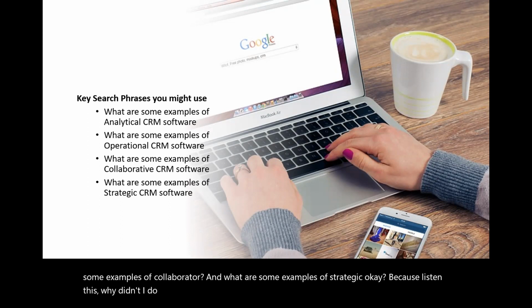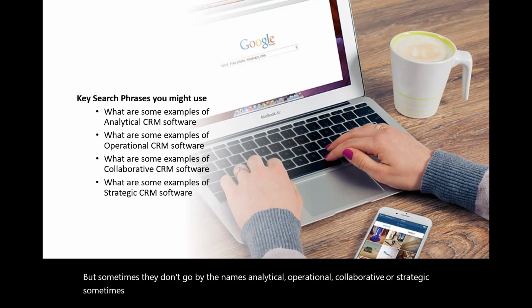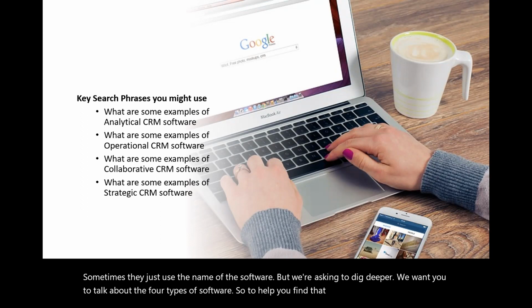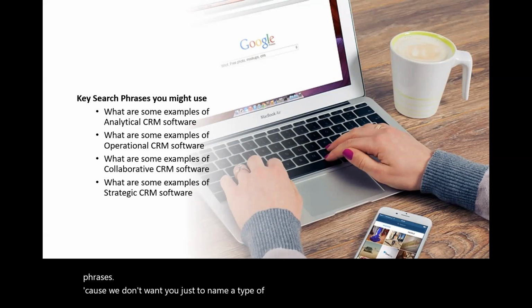We know we have 4 types of software, but sometimes they don't go by the names analytical, operational, collaborative, or strategic. Sometimes they just use the name of the software. But we're asking you to dig deeper. We want you to talk about the 4 types of software. So to help you find that out, try typing in these key phrases. Because we don't want you just to name a type of software. It's got to be tied to one of those 4 types.